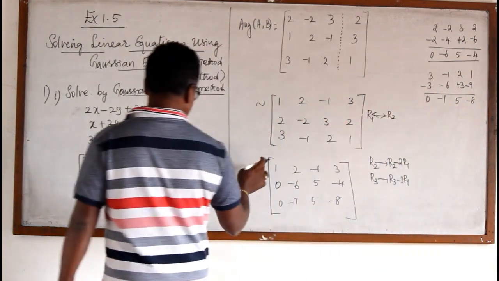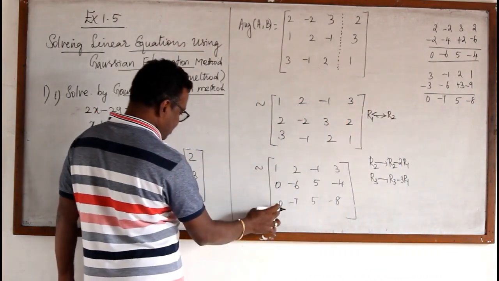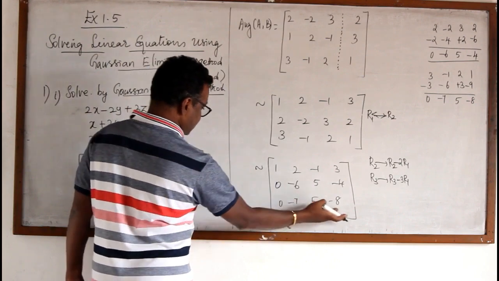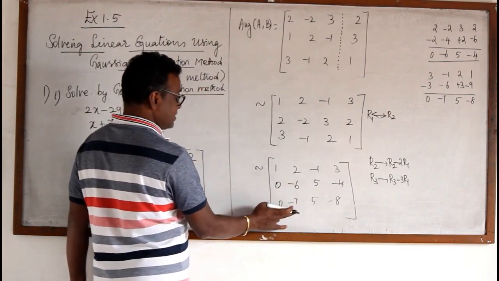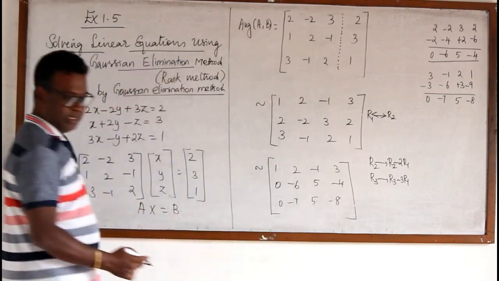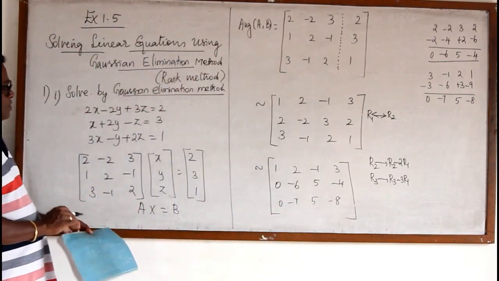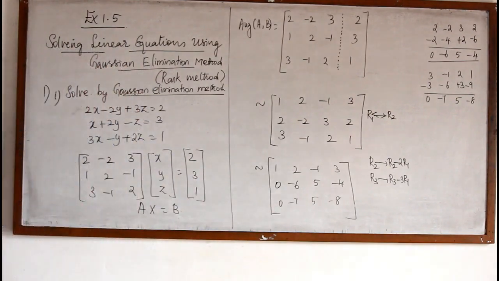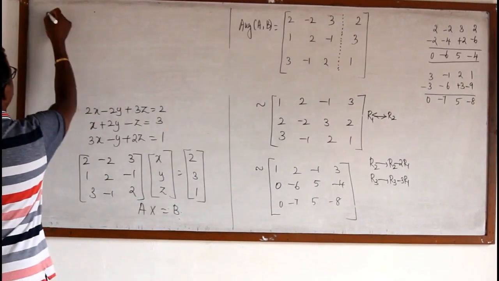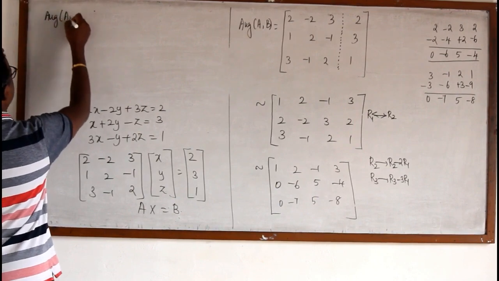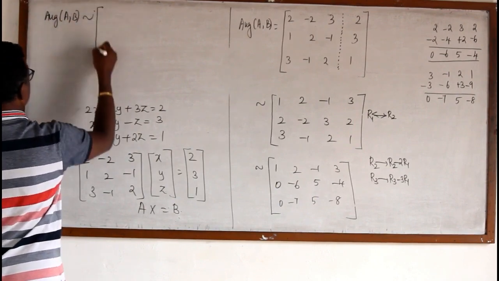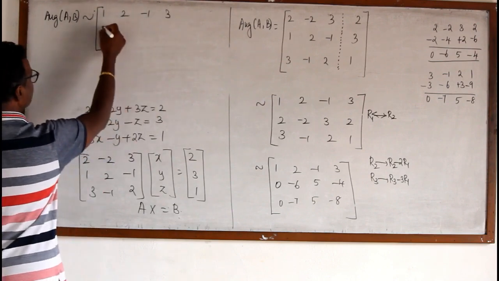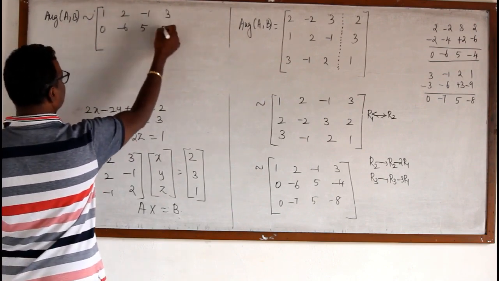So under 1, this one is 0. Under 0, this one is 0. Now I must go for more zeros in the third row. That is, if there is one 0, I must have at least one more 0 in the third row. So let me make this minus 7 to be 0. Again, augmented AB is equal to first row 1, 2, minus 1, 3. Second row is 0, minus 6, 5, minus 4, no change.